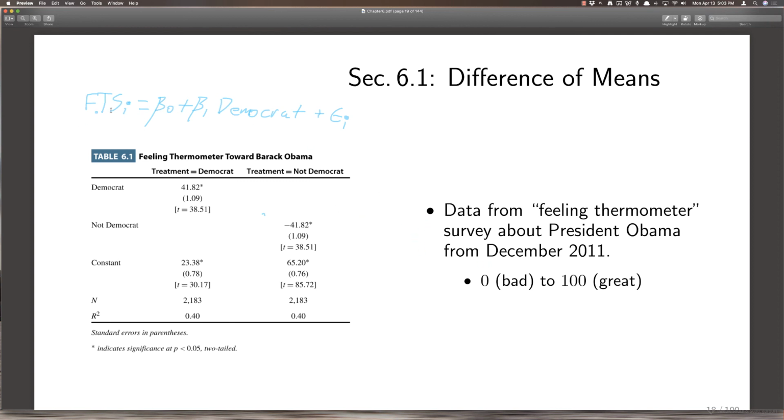So again, feeling thermometer score 0 to 100. Democrat is 1 if they are a Democrat, 0 if they are not a Democrat. All right, and one can imagine a big chunk of those non-Democrats are probably going to be people who consider themselves Republicans or Republican-leaning.